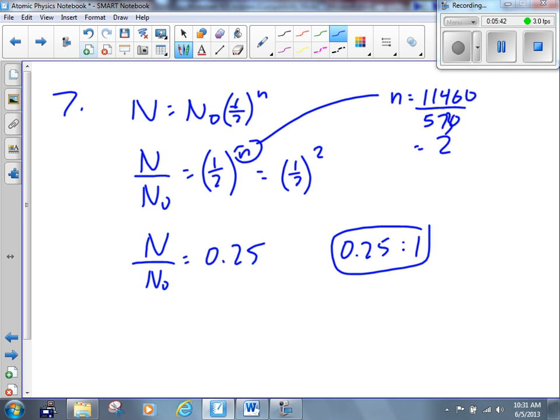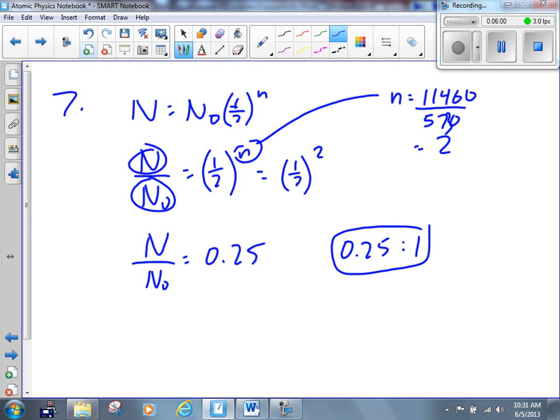Good? The easiest way to do a ratio problem is if you have the value of this and the value of this, and you just divide them. But if you don't, then let's get an expression that equals n over n0, which, of course, is going to be 1 half to the little n. We're just rearranging the equation that we have.